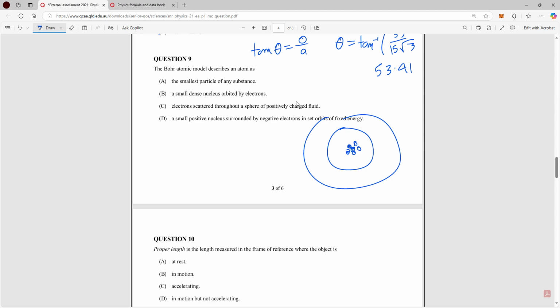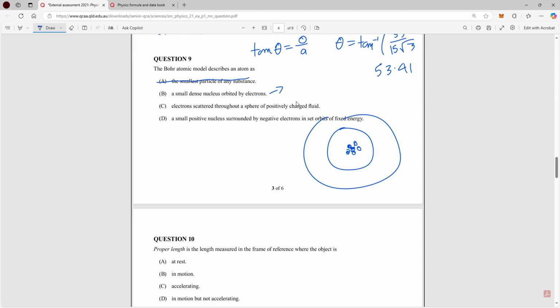If you do chemistry, the Bohr model is what we use pretty much most of the time when we're describing an atom in chemistry in terms of the shells and stuff. Obviously there's little variations, but majority of the time that's fine here. So here, a small particle of any substance. That is the worst description I've ever seen. A small dense nuclei orbited by electrons. Now that is Rutherford's model, so that's incorrect.